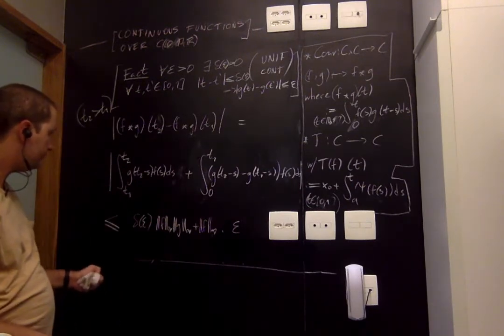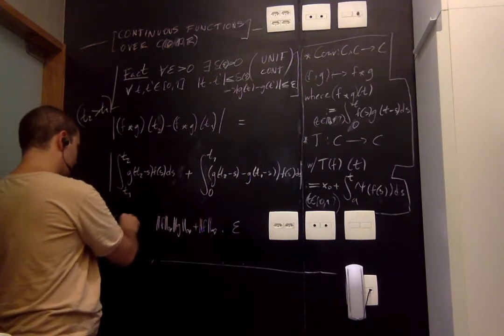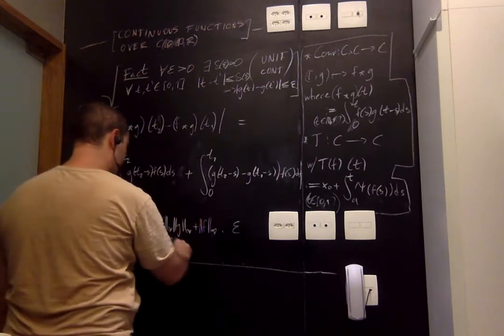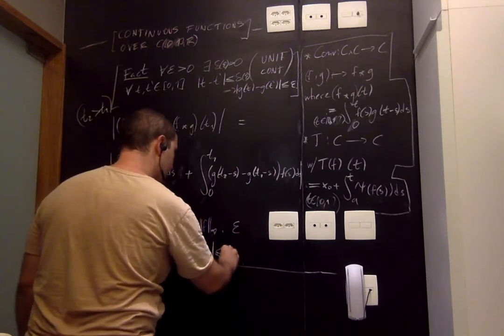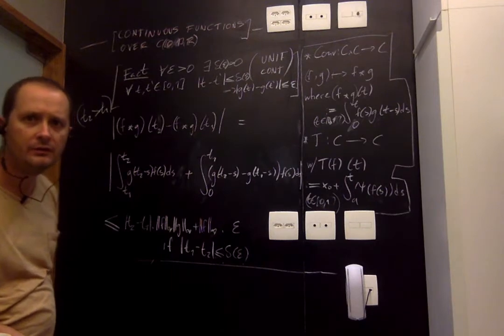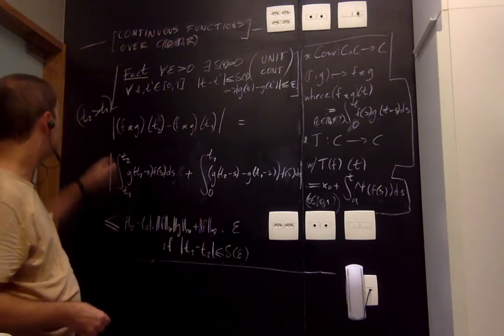Let me read it just like we had before. It doesn't make too much of a difference. And let me say, this is true if the distance between T1 and T2 is less than or equal to delta of epsilon. Okay, now watch. Now, notice what happens.